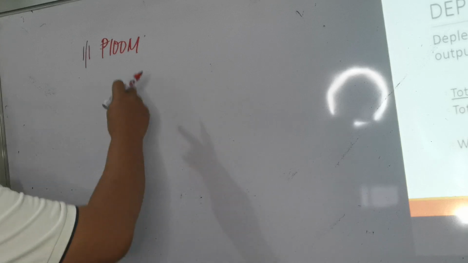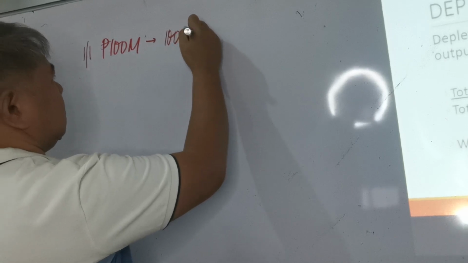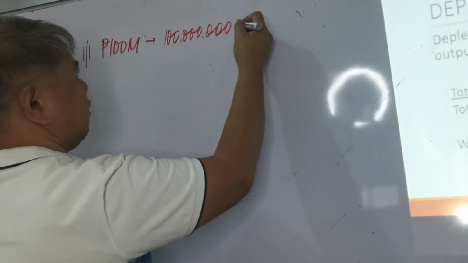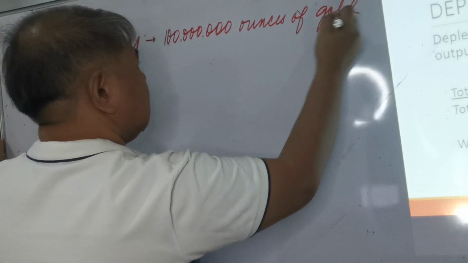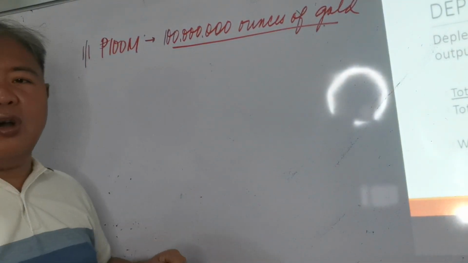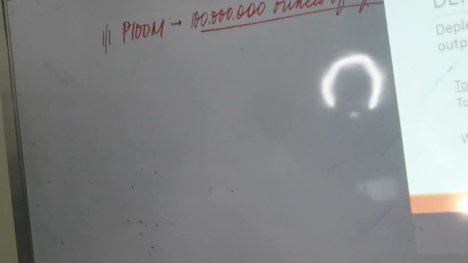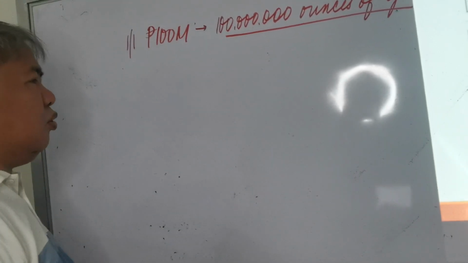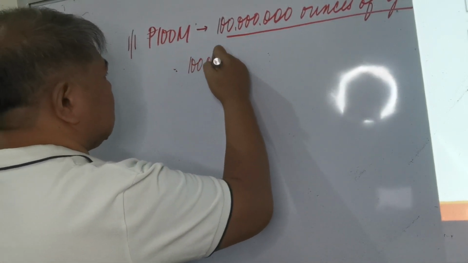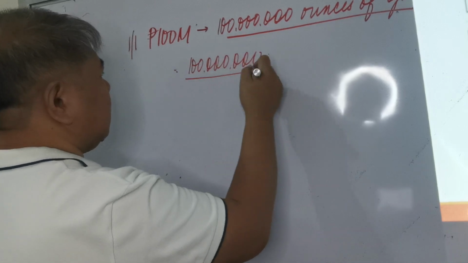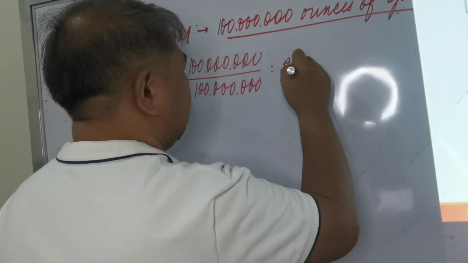Now the expected production is, say for instance, 100 million ounces of gold. So this is the estimated number of units that can be extracted from the mining site. So what are we going to do? We have to compute for the depletion. So the depletion is what? That's going to be 100 million pesos, the cost, divided by 100 million units of output. So therefore this is 1 peso per unit of output.